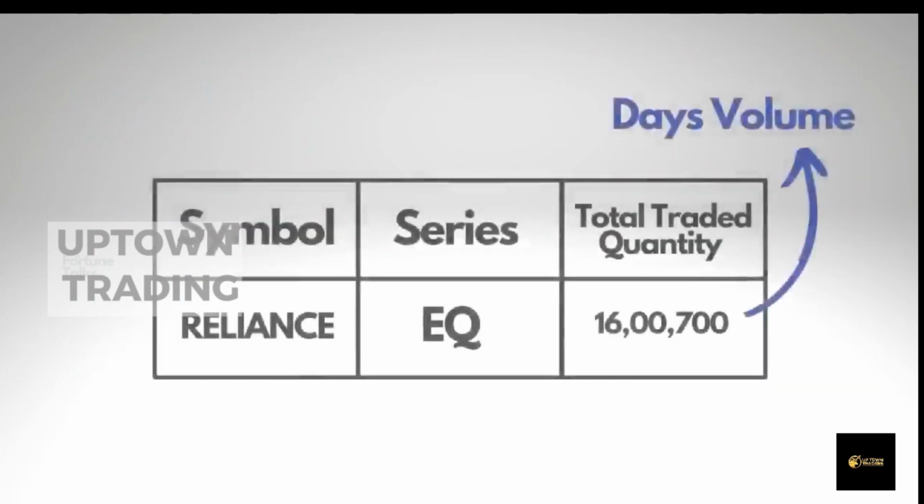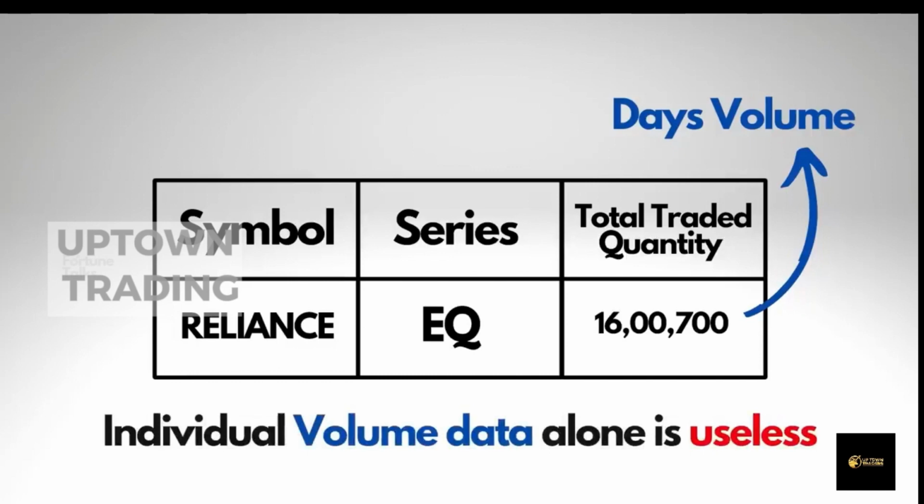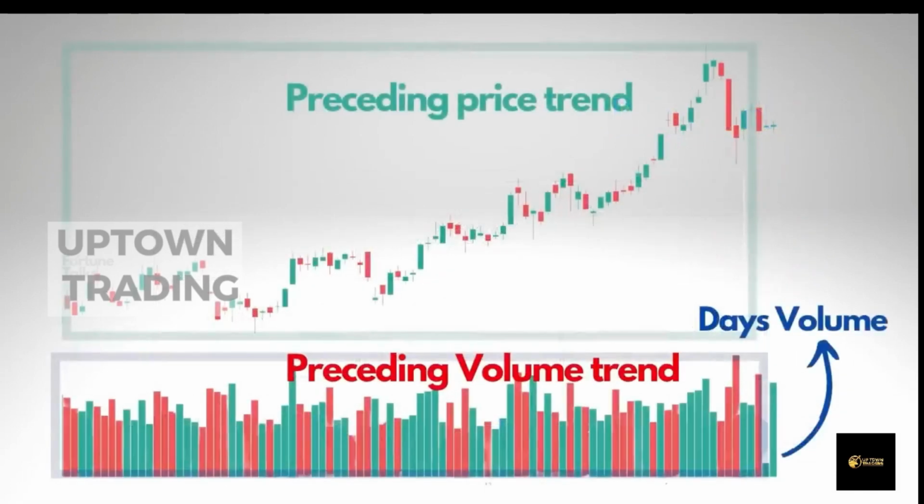For example, we know from the NSE website that volumes on Reliance India for this particular day is 16,700,000 shares. So tell me, how useful is this information when read in isolation? So if you think about it, it has no merit when used individually, and hence it would actually mean nothing for our analysis. However, when you associate today's volume information with the preceding trend in the price and the preceding trend in the volumes, then the volume information becomes more meaningful.